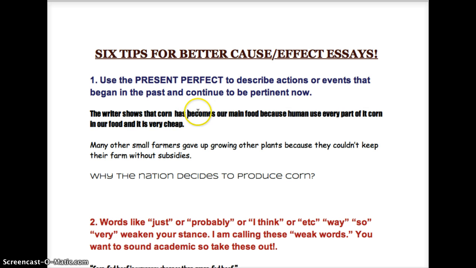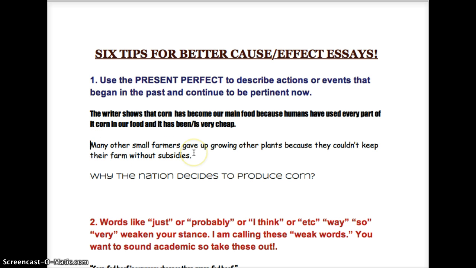It has become our main food because humans have used every part of it and it is very cheap. It has been very cheap, or it is actually works here too. But make sure for anything that started in the past and continues to be true now, you need to use the present perfect. Here's another example.